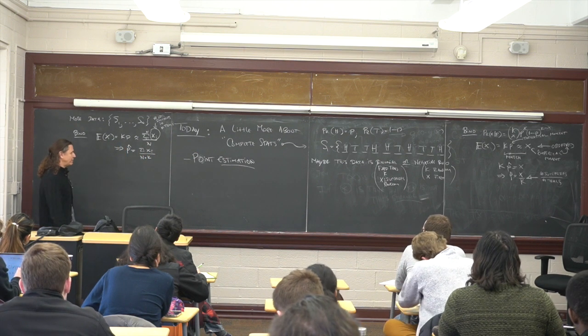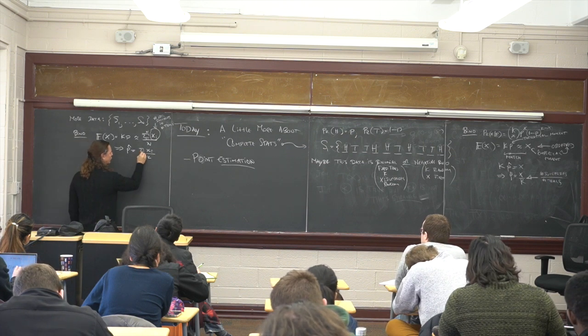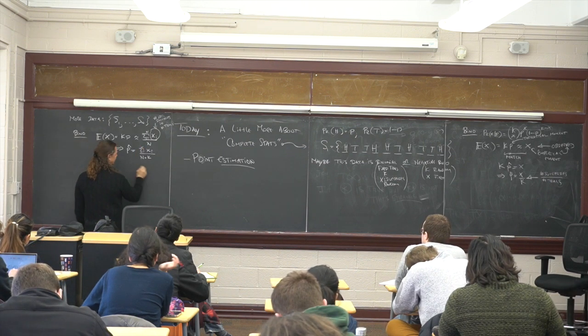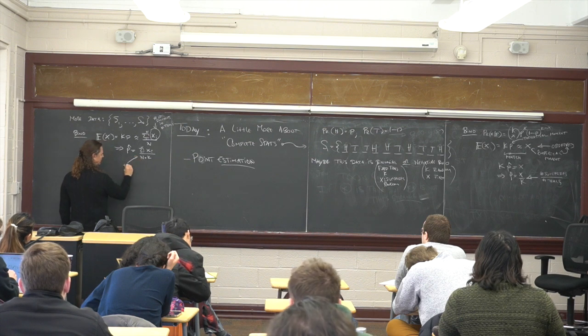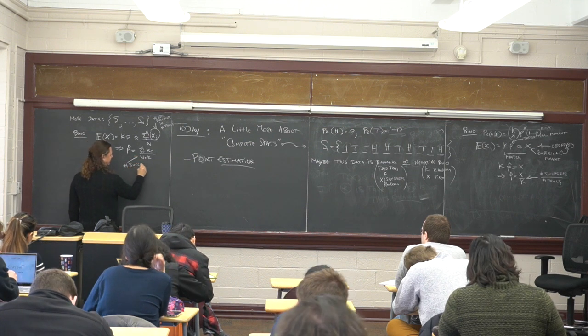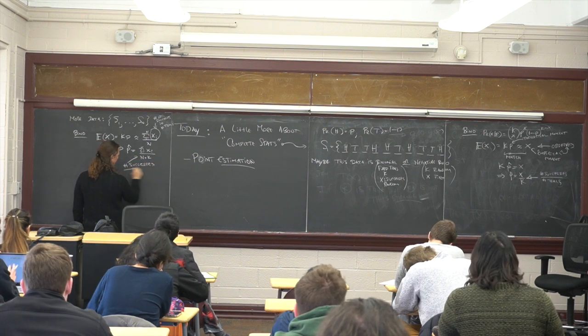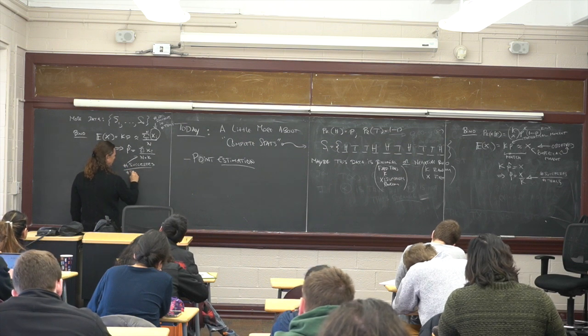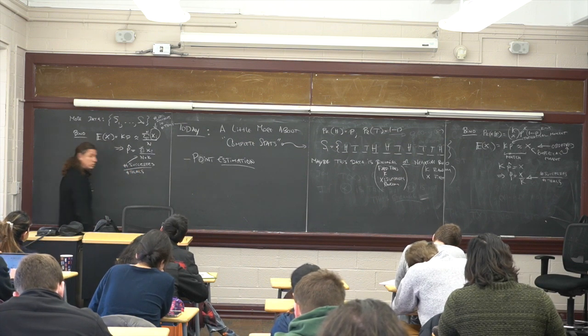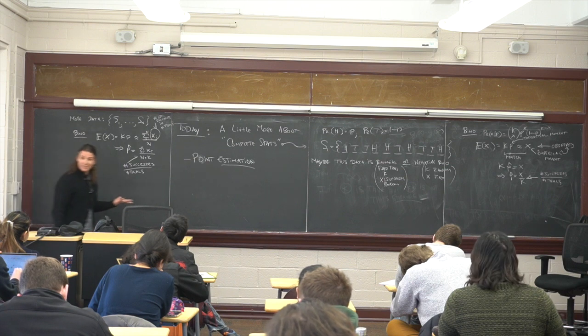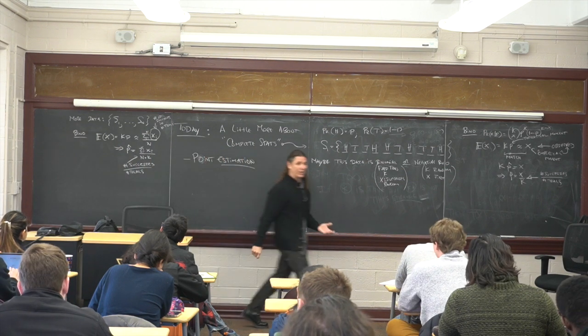How do I interpret this? Again, I goes from 1 to n. This is the number of successes over the number of trials. Cool. Seems to make sense. So this matches my second grade intuition.